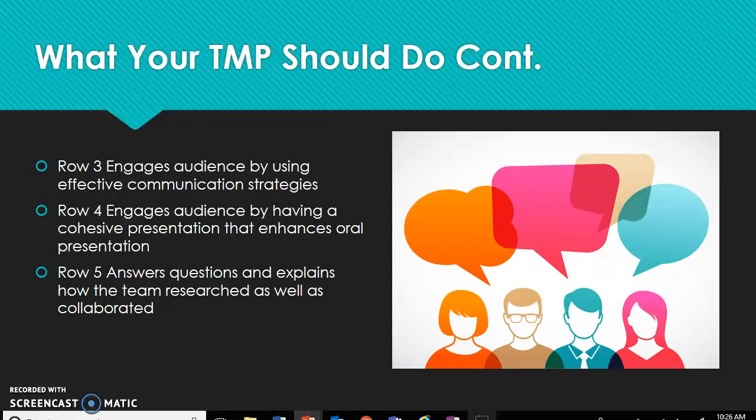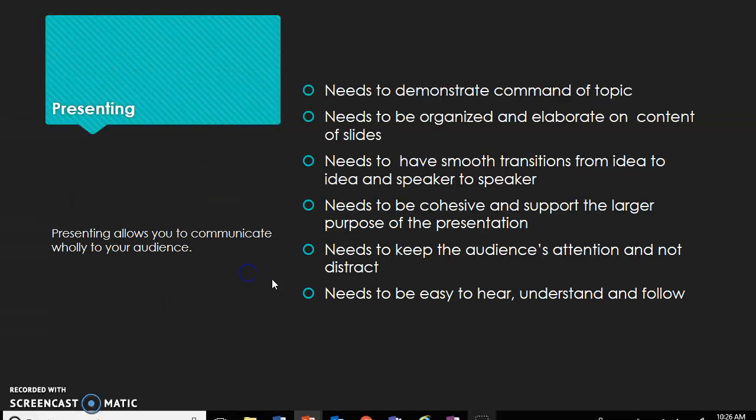So you need to answer the questions, one, but also you need to explain your answer. And you need to explain it using things that happened while you were researching, things that happened as you were collaborating as a group, okay? That's what you need to do in order to get good points, all right?